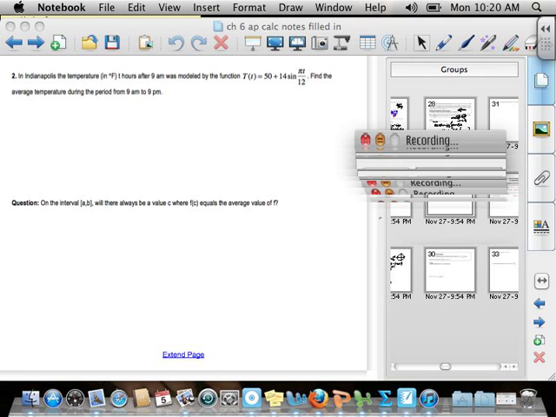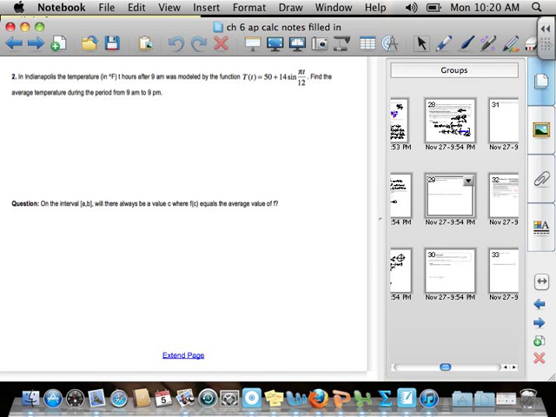Okay, so the chapter 6 notes, we're going to kind of skip around. So I can talk about these next couple examples, but we're not actually going to do them. So we talked about the average value of a function. Remember, the average value of a function is the average height of all the infinite rectangles.